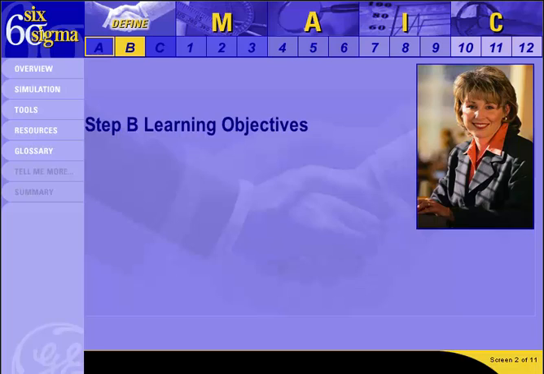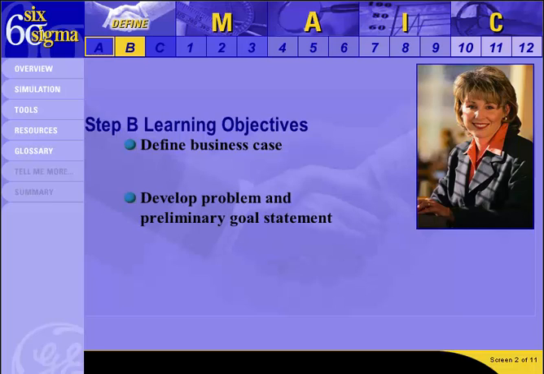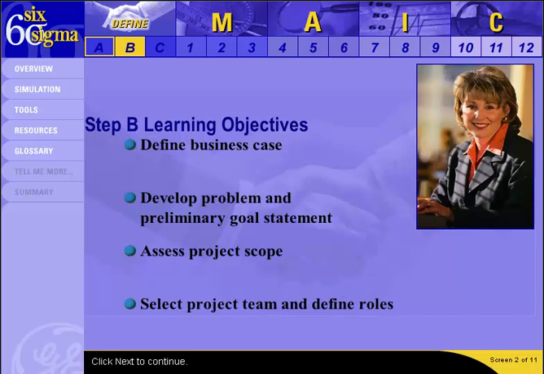What we will actually do is define the business case, which communicates the project direction and benefits to all the team members. We will also develop a problem and preliminary goal statement, which is aligned with the organizational priorities. We will keep focused by assessing the project scope. And finally, we will select a project team and define the roles of each member. We will use these components to develop a team charter for the commercial loan case. But first, we will define the elements of a team charter.